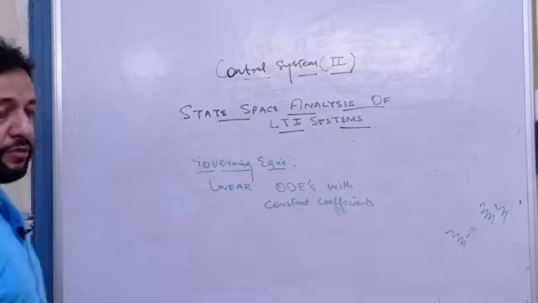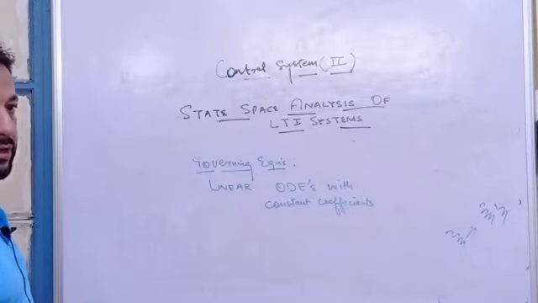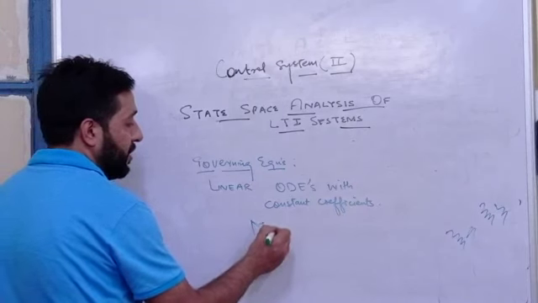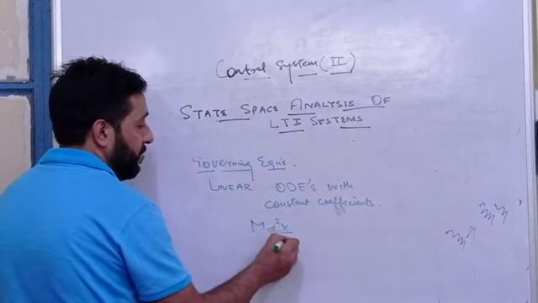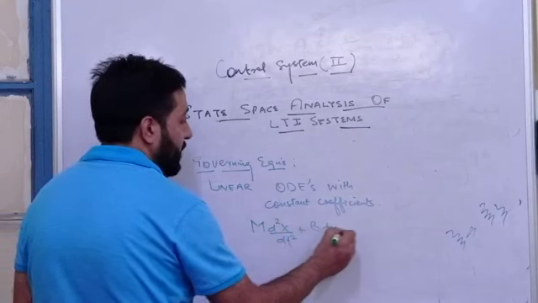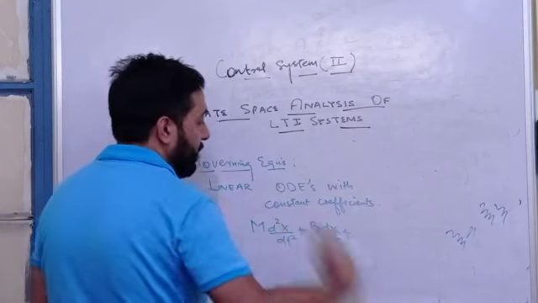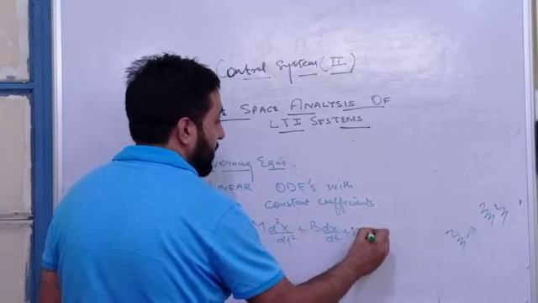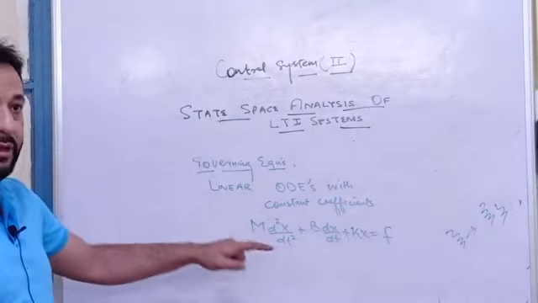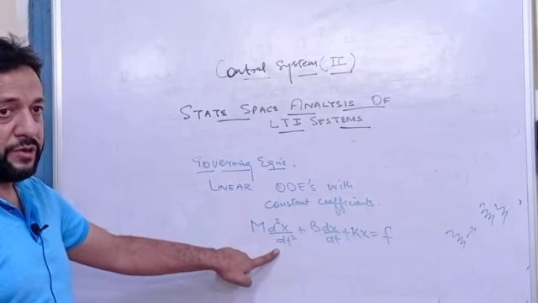Linear ordinary differential equations with constant coefficients. Like, such an equation; I wrote this equation last time as well: m d square x by dt square plus b dx by dt plus kx equal to f. An equation of this type.